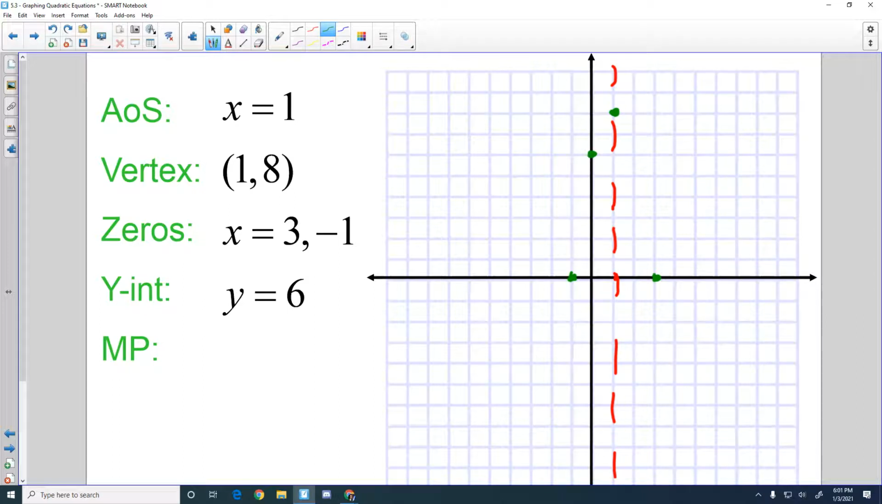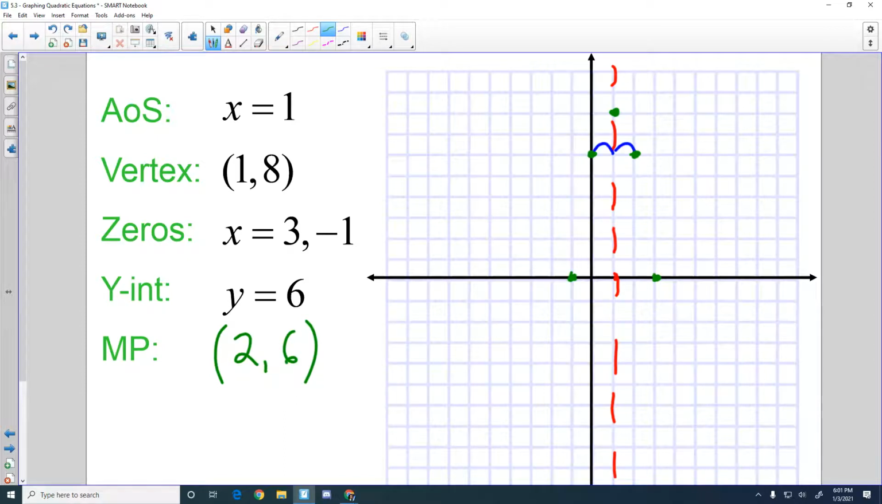Now for that mirror point, all we do is take that point and count how far away it is from the axis of symmetry. Oh, it's just 1 point. I'm going to go 1 point again in the other direction, and that is where this mirror point is going to be, because it's got to be reflected over the axis of symmetry. And the coordinates of that mirror point would be (2, 6).